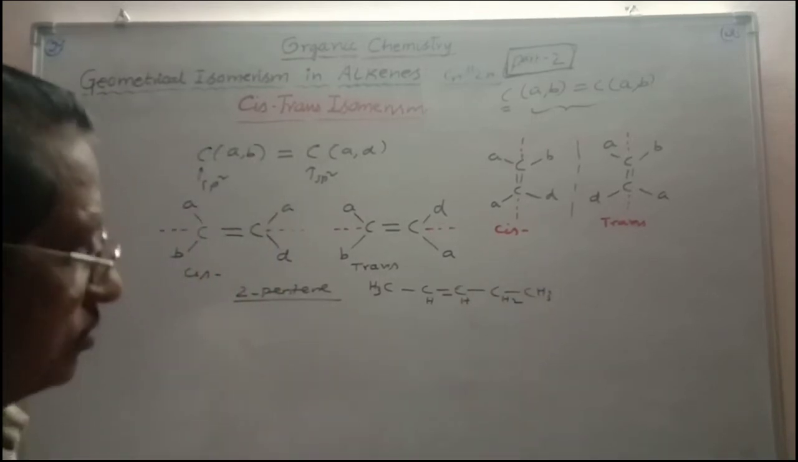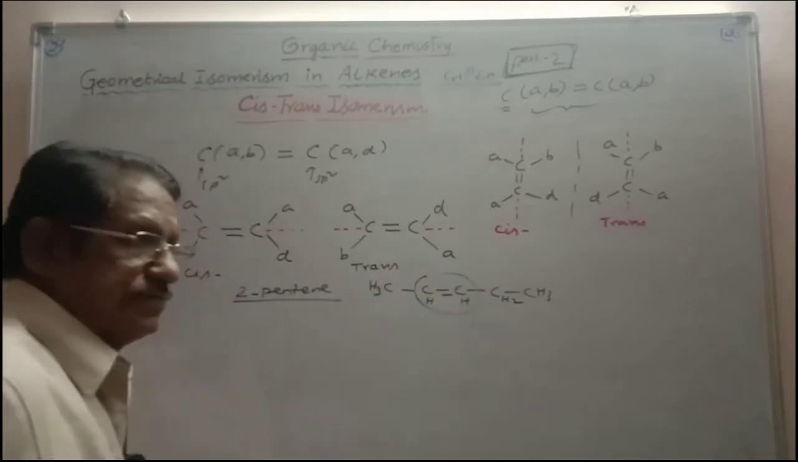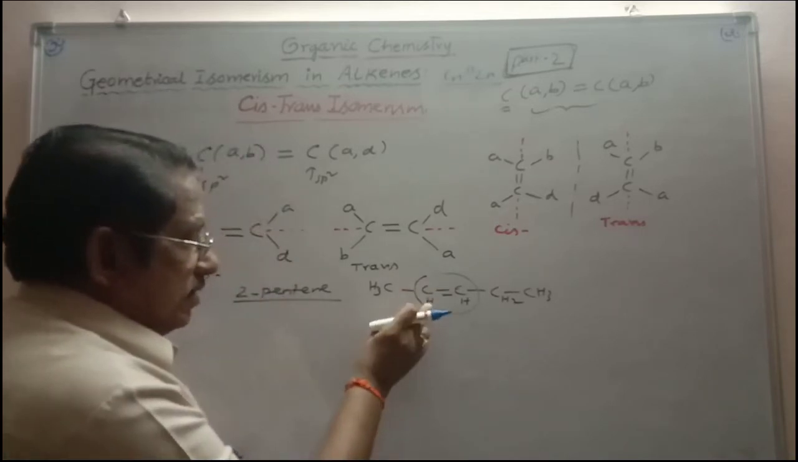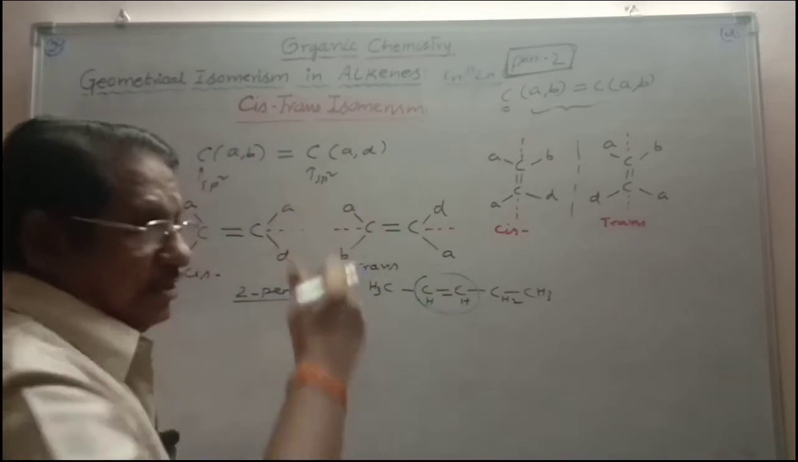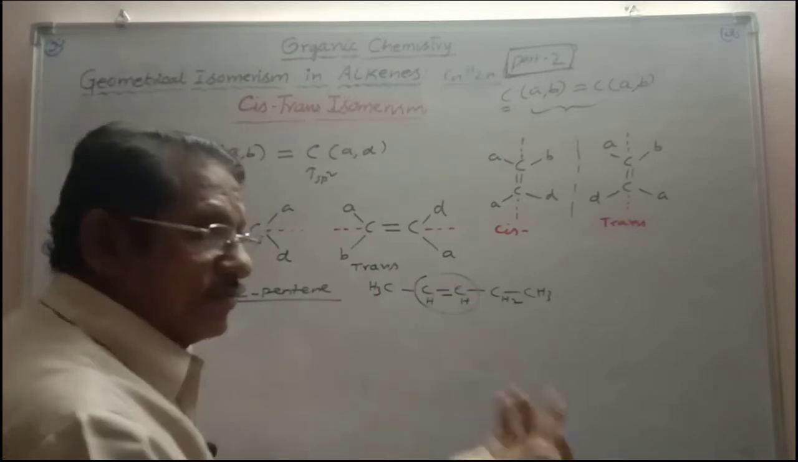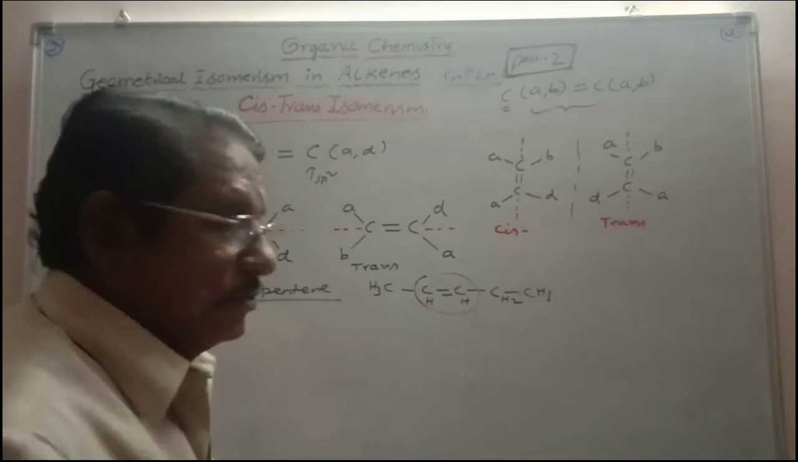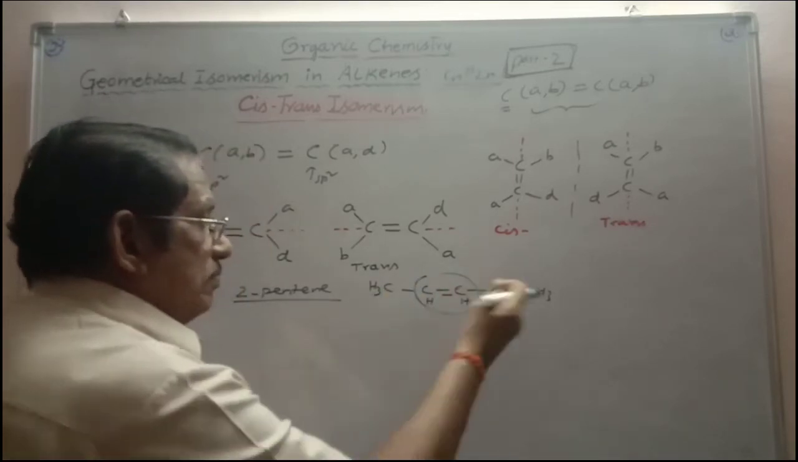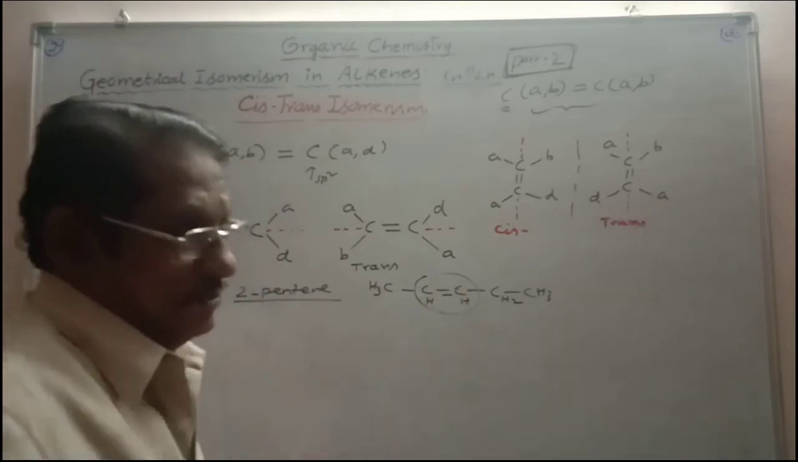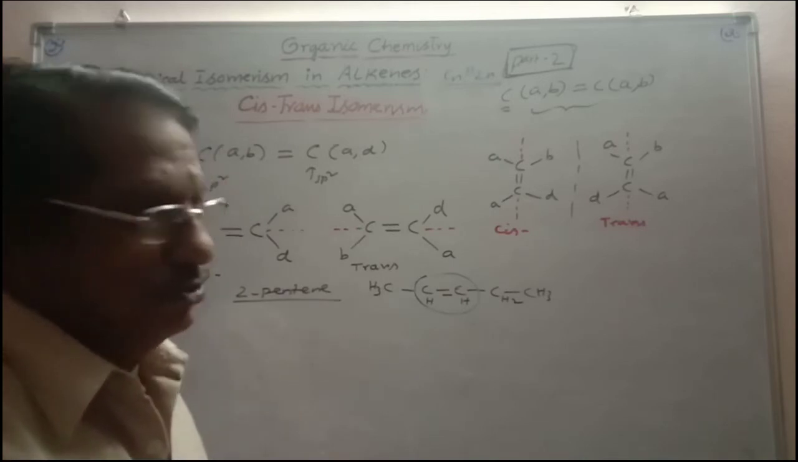The first condition here is C double bond C. That is fulfilled here. Second condition, one sp2 carbon is carrying one H and one CH3, two different groups are there. The second sp2 carbon also is carrying two different groups, one is H, the other one is ethyl. Here this carbon is carrying methyl, that carbon is carrying ethyl. But hydrogens are common. Basing on this, we can write cis-trans isomers.